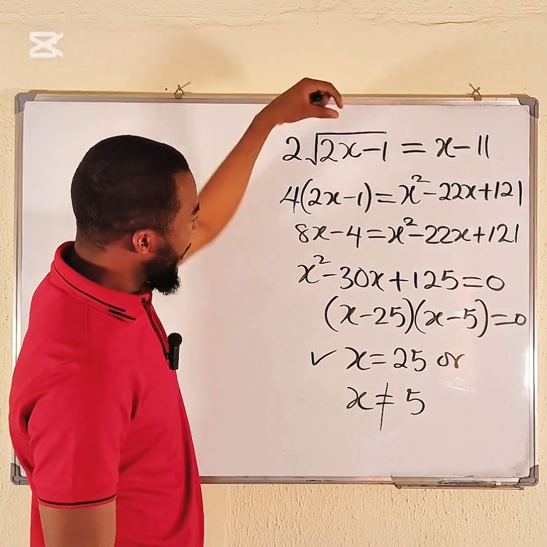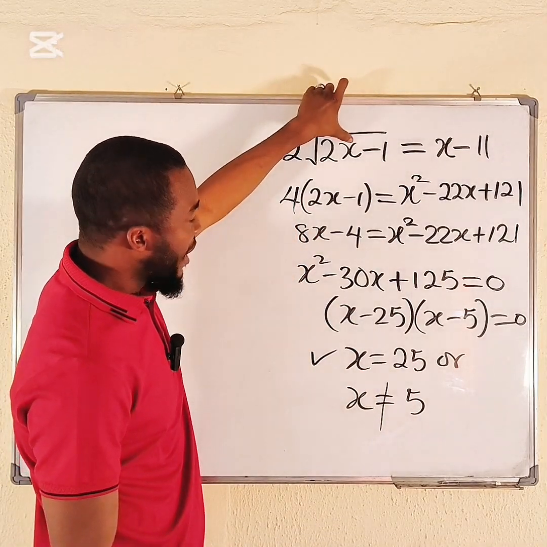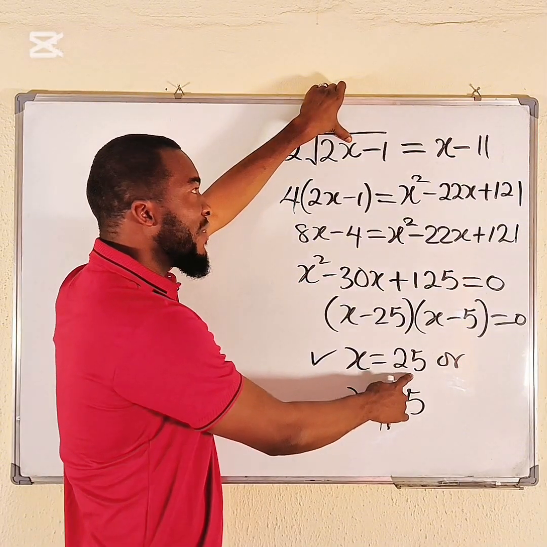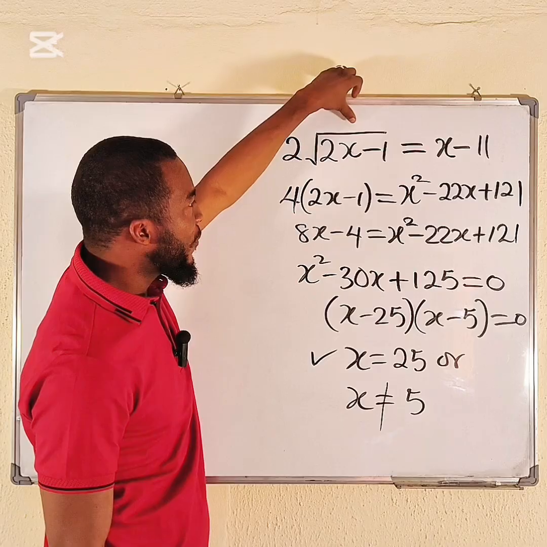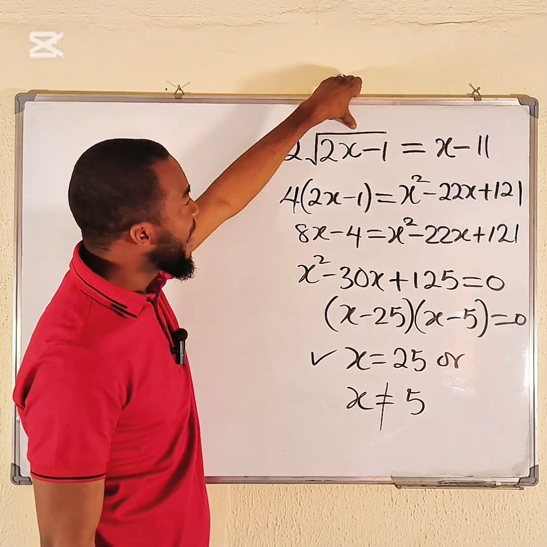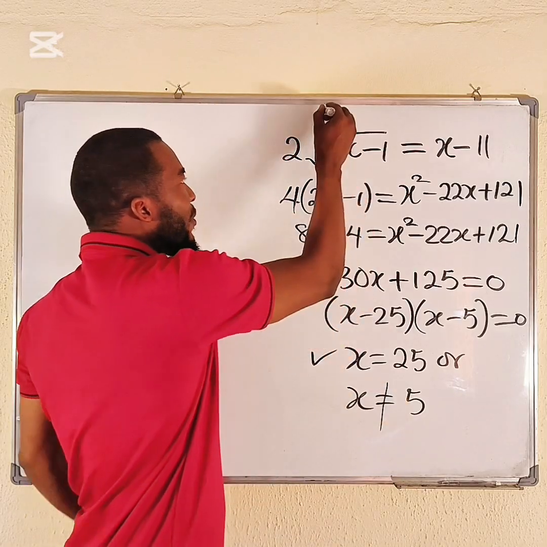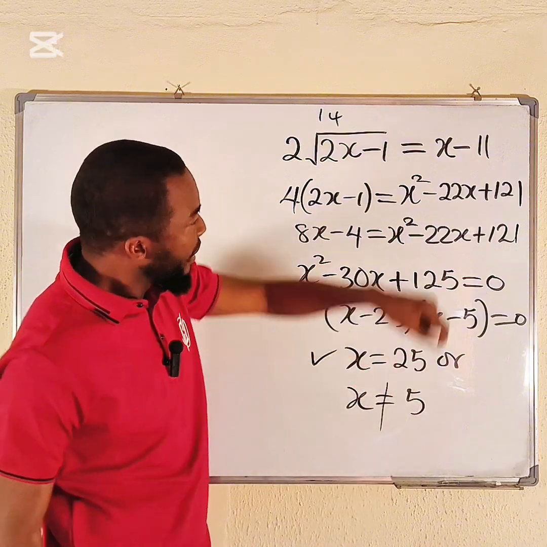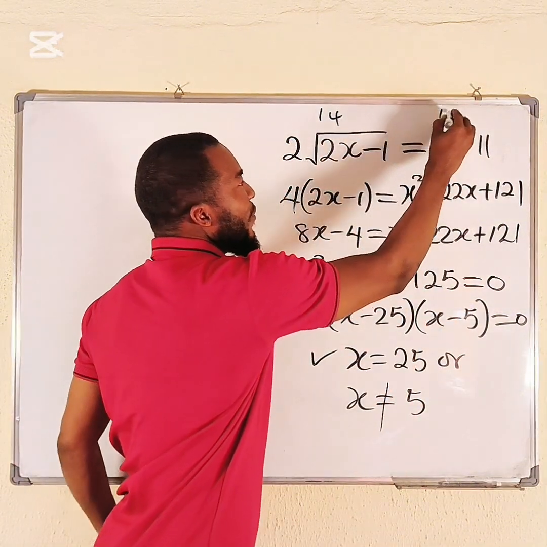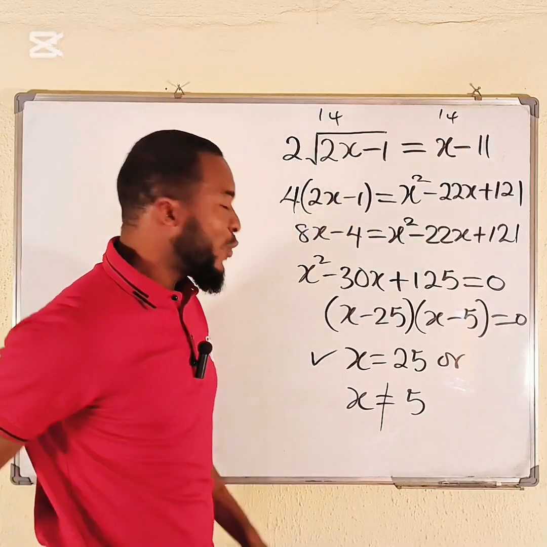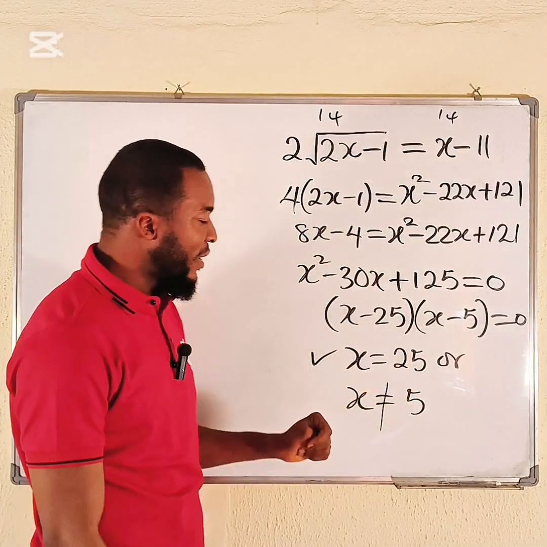All right, let's check. 2 times x, that is 2 times 25, which is 50. 50 minus 1 is 49. Square root of 49 is 7. 7 times 2 is 14. So the whole of this will be 14. 25 minus 11 is indeed 14. 14 equals 14, which means that 25 is a solution.